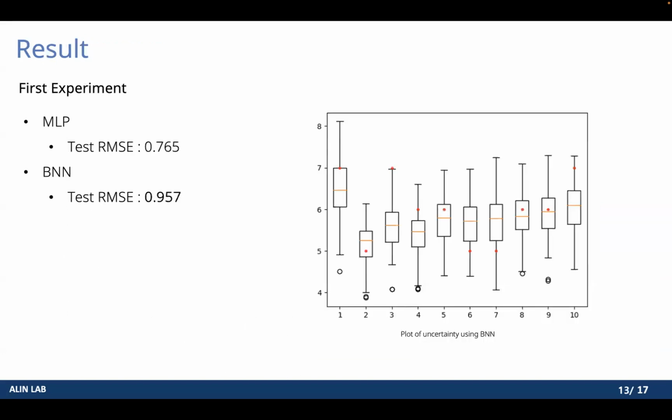Here's the first experimental result. The RMSE of MLP is 0.765, and the BNN is 0.975. If you look to the right, there is an uncertainty plot where the red dot is the actual target, and you can see that our model is predicting within a reasonable confidence interval.